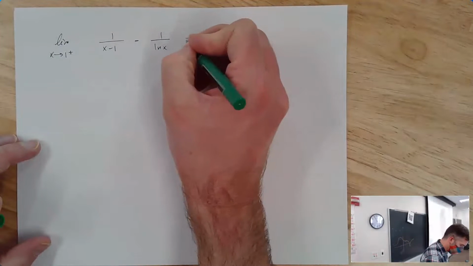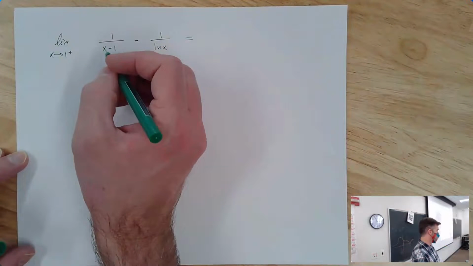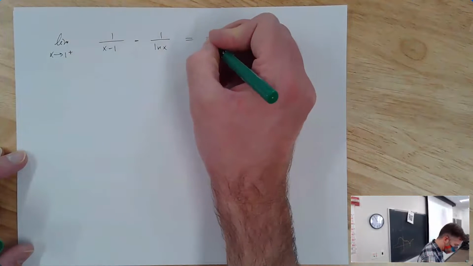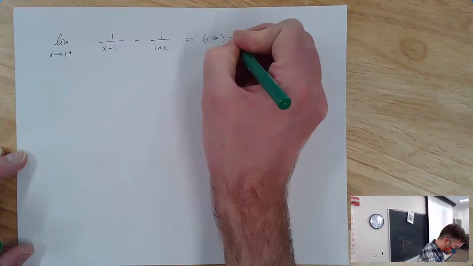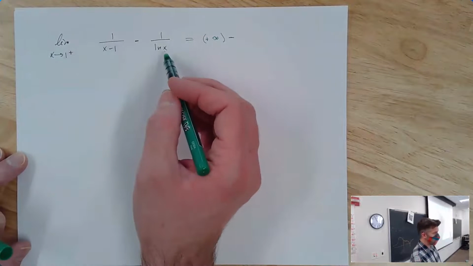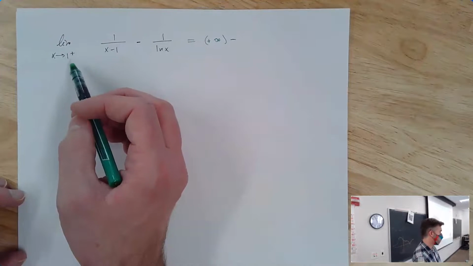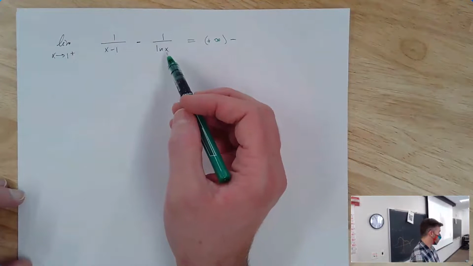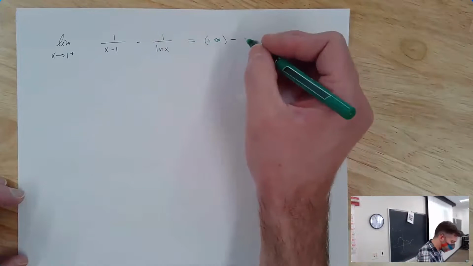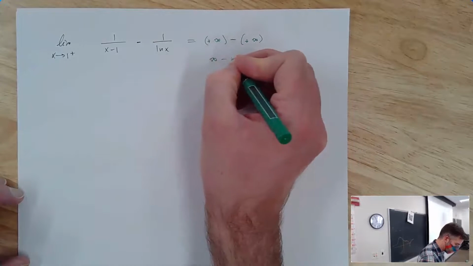If x is going to 1 from the right, 1 over 1 minus 1 is 1 over 0, but it's a very small positive number. That's definitely a positive infinity minus, if x is approaching 1 from the right, natural log of 1 is 0, but x is slightly larger than 1. So natural log of x is slightly larger than 0. So this is a 1 over a small positive number, which is still blowing up to positive infinity. This is definitely an infinity minus infinity form.